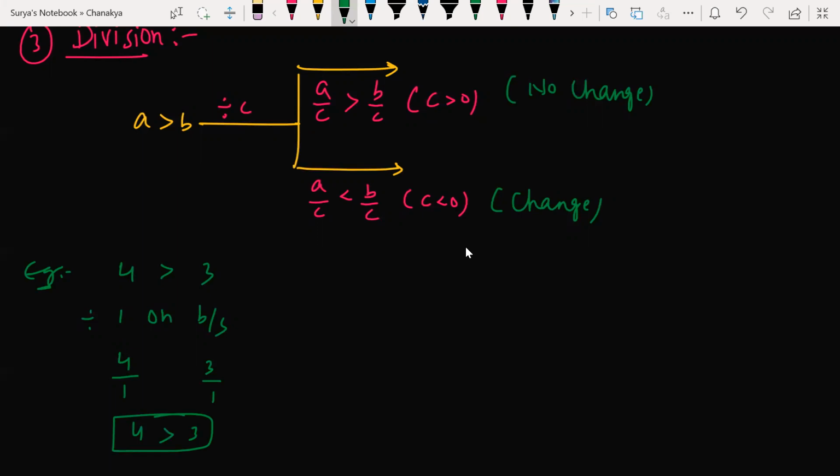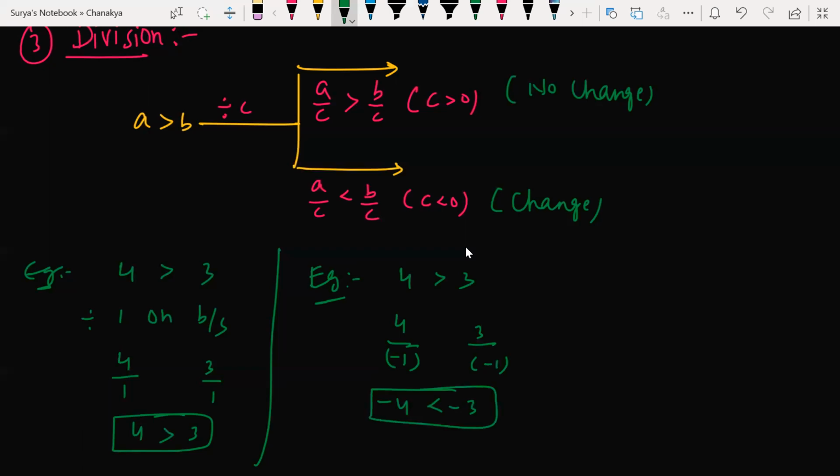Any doubts? No. So whenever you multiply or divide with a number greater than 0, the inequality is not going to change. Now let me give one more example. 4 is greater than 3, same example. If I divide with a number less than 0, let's divide with minus 1 on both sides. Now what happens? Minus 4, minus 3. Which is greater now? Minus 3. So there is a change in the inequality when you divide with a number less than 0. Getting my point?